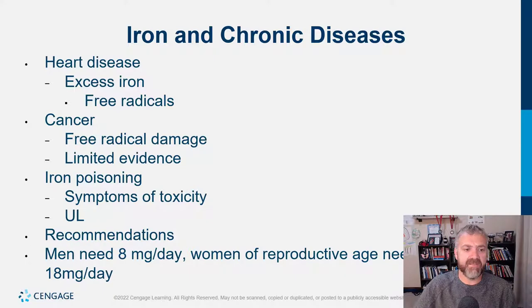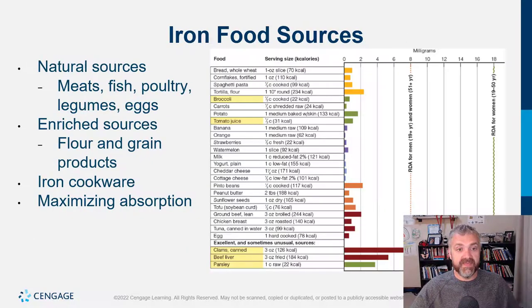All right, so the recommendations here, you see men, 8 milligrams a day. Women of reproductive age need 18 milligrams a day. So if you're pregnant or capable of becoming pregnant or menstruating, your iron needs are going to be increased. Now, of course, if you have very heavy menstrual flow, maybe you need more. Very light menstrual flow, maybe you need less. These are great recommendations to start from, but you have to play with those things a bit.